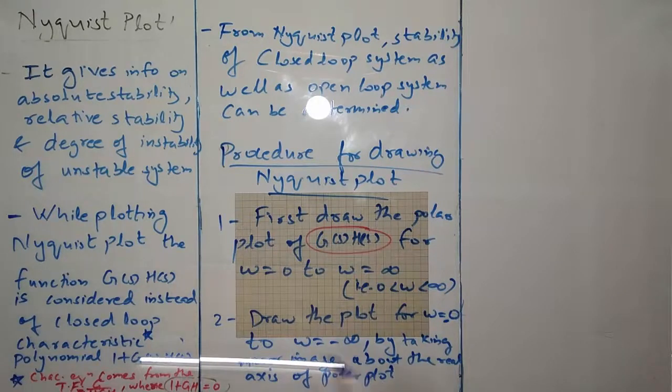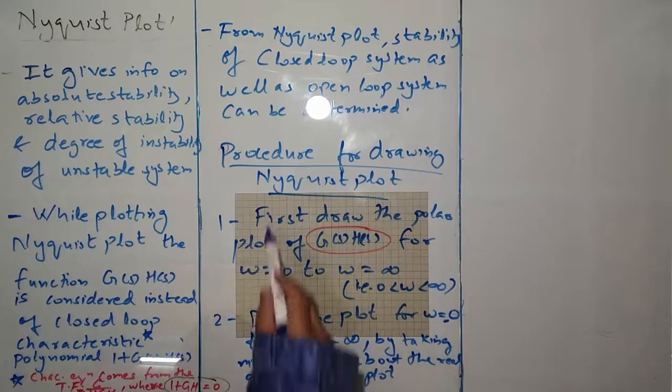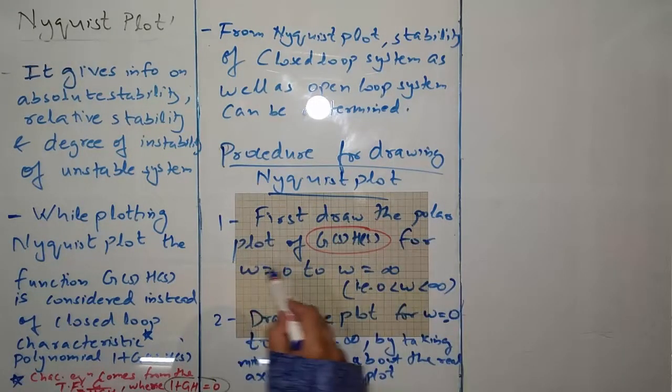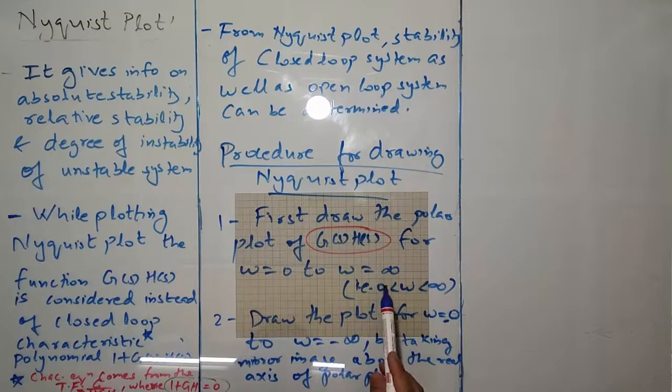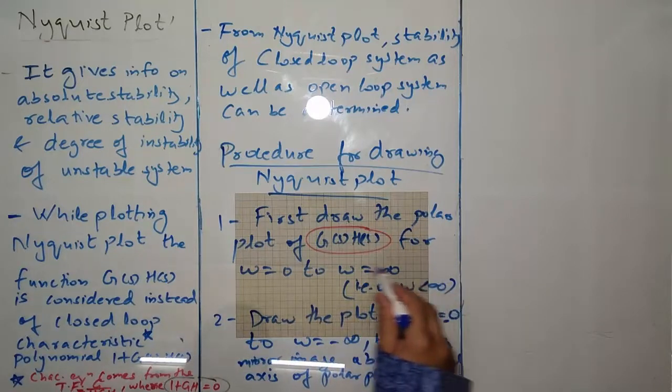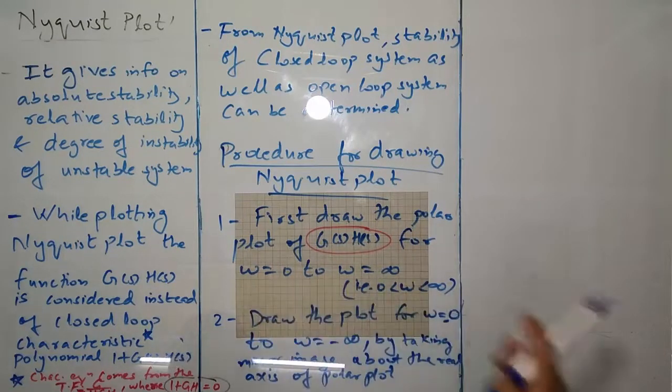So the second step is quite simple. If you're going to talk of taking the mirror image about the real axis, suppose this is the graph and you have a real axis, which is the horizontal axis or the x-axis, and the polar plot is drawn using the procedure discussed in the previous lecture. After obtaining the polar plot, you simply take the mirror image about the horizontal axis, the real axis. That mirror image of the plot will be nothing but the plot corresponding to omega lying between 0 and minus infinity.